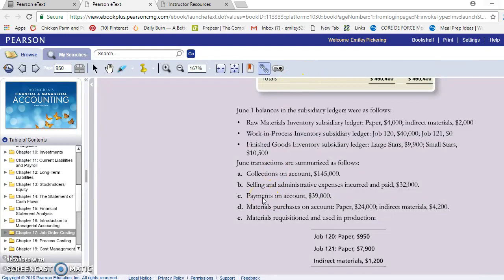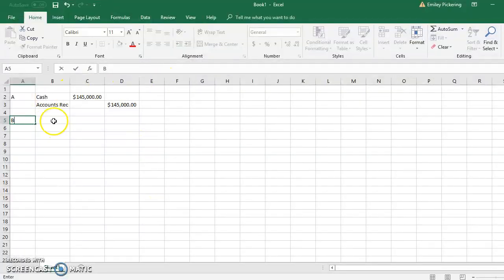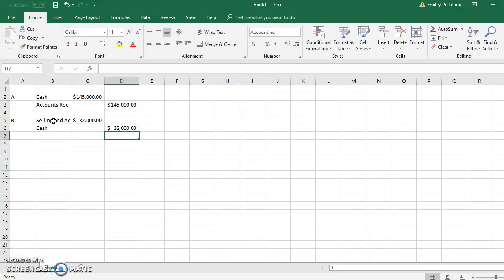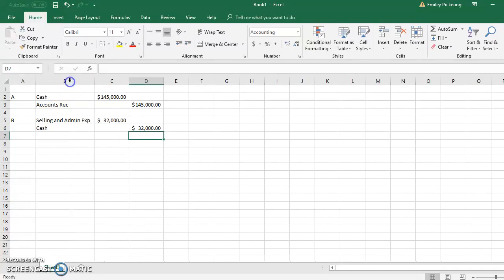So then for B, selling and administrative expenses incurred and paid 32,000. So let's do selling and admin expenses are 32,000, and then we'll have cash of 32,000. That is gone. Now that's not any type of overhead because it's not part of the manufacturing process. It is simply selling and admin expenses.